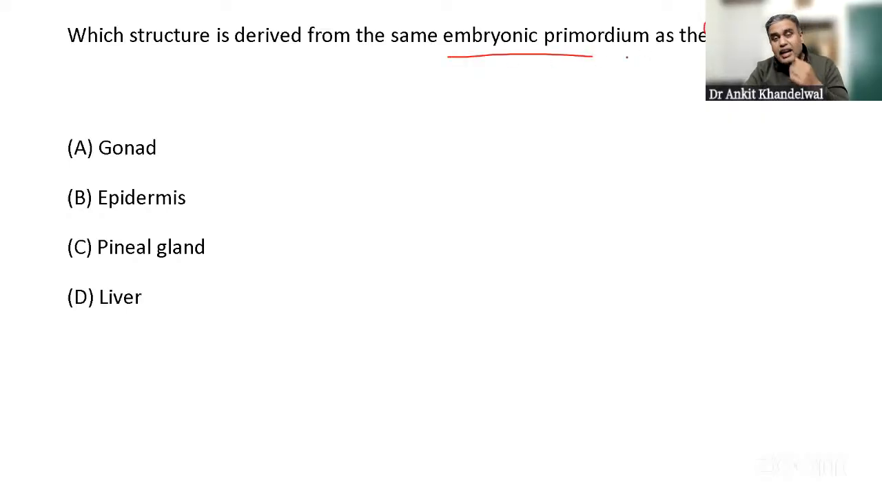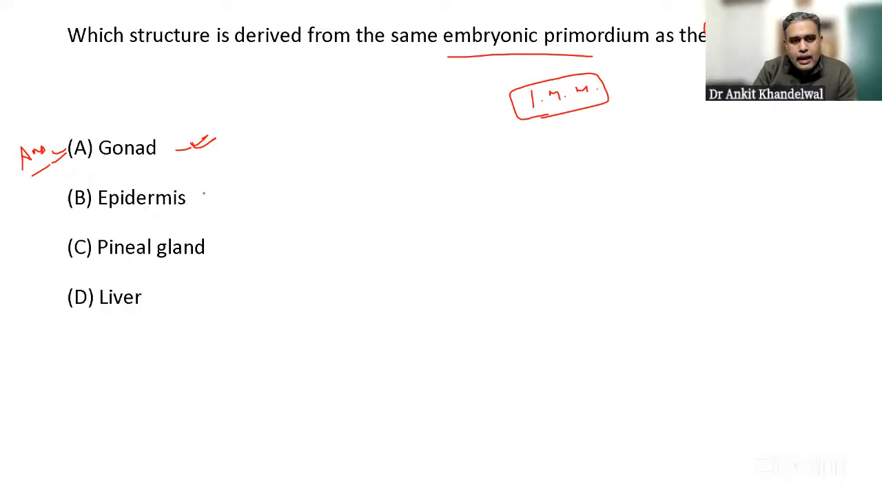And next question: which structure is derived from the same embryonic primordium as the kidney? Okay, so kidneys are derived from which structure? Intermediate mesoderm, IM. IM gives rise to what other structures? Some of the genitourinary structures. Let us see, gonads. Yes, definitely. Testes and ovaries come from the intermediate mesoderm only. Epidermis, ectoderm. Pineal gland, again, neuroectoderm. Liver is endoderm. A bit of mesoderm is also over here, but you'll see once you do the abdomen part.